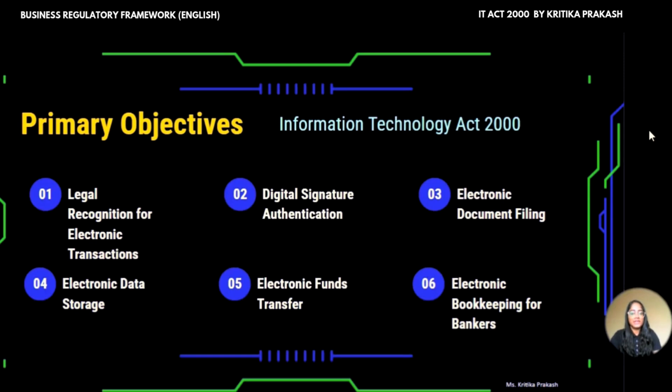Second is digital signature authentication. All the provisions are mentioned as to how a document should be electronically filed. Next is electronic funds transfer. The last objective of this particular act is electronic bookkeeping for bankers.